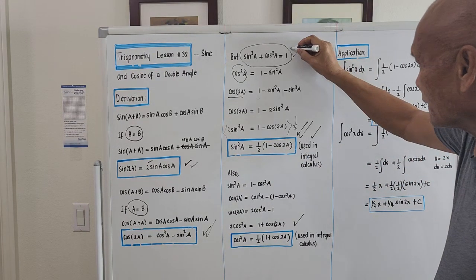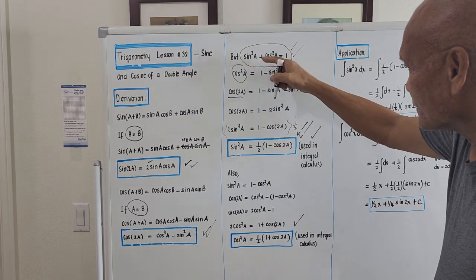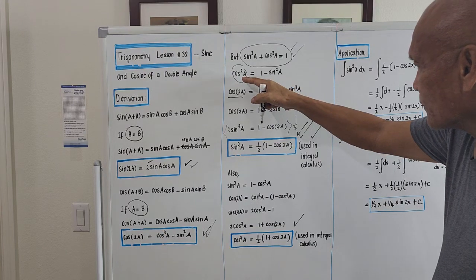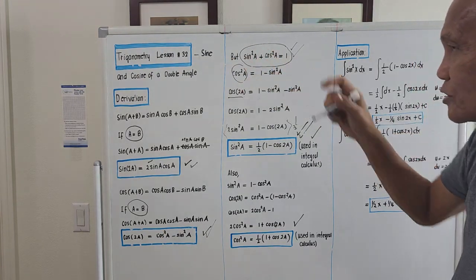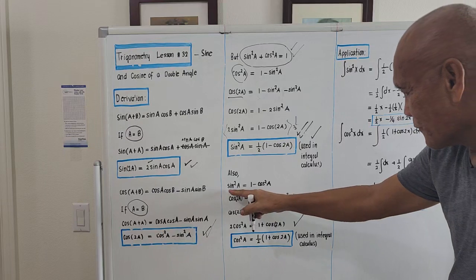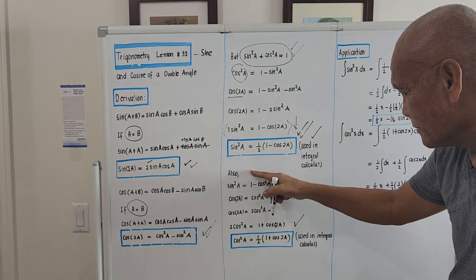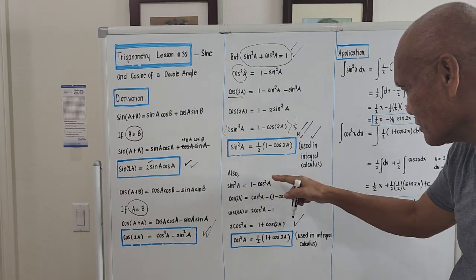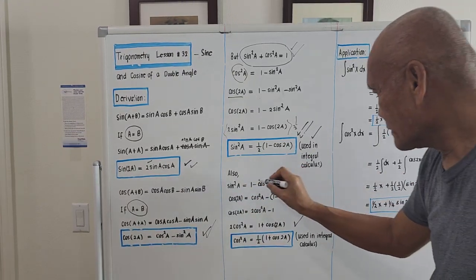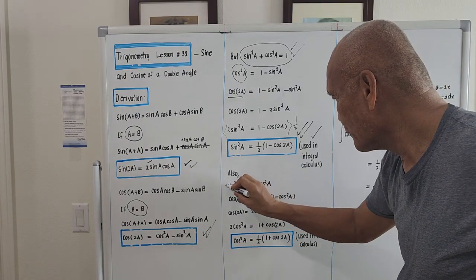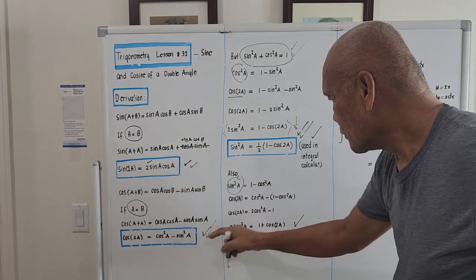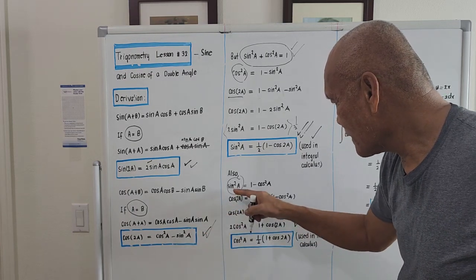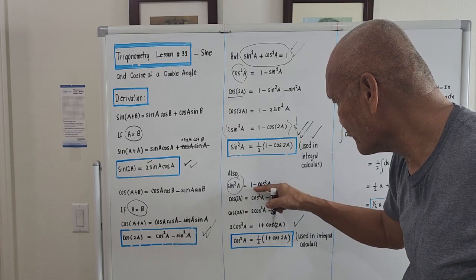We'll go back to the original identity, sine square of angle A plus cosine square of angle A is equal to 1. Instead of solving for cosine square of angle A, we'll solve for sine square of angle A. So sine square of angle A should be 1. Since we are solving for sine, cosine should go to the right. So this is minus cosine square of angle A. Then we'll try to substitute this value here to formula number 2.